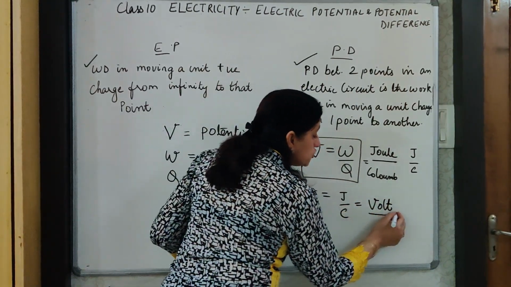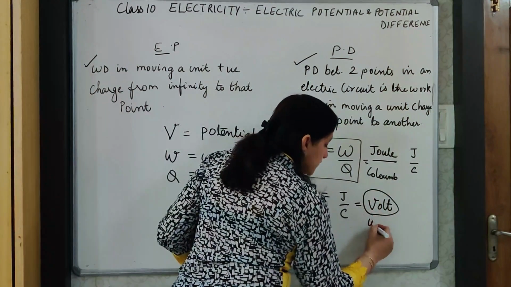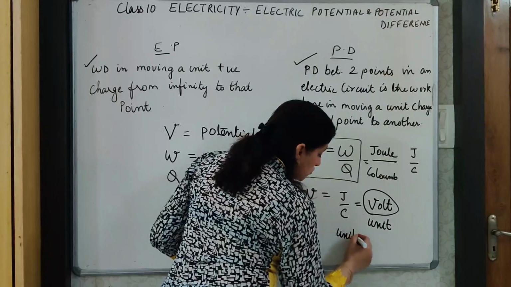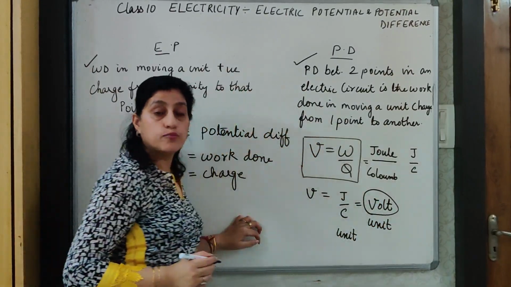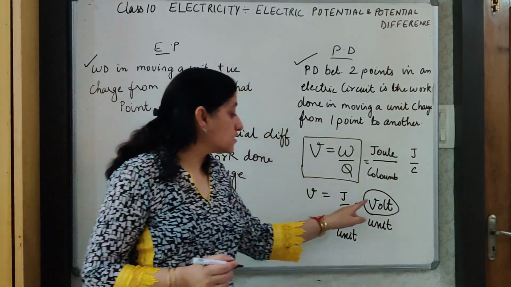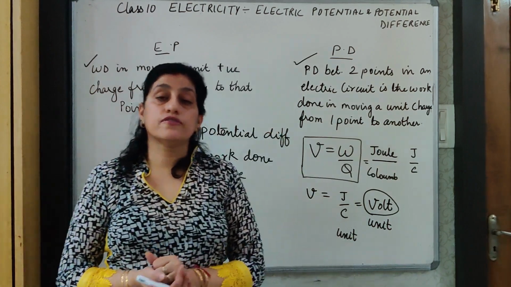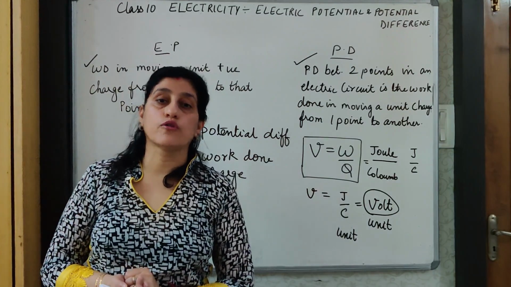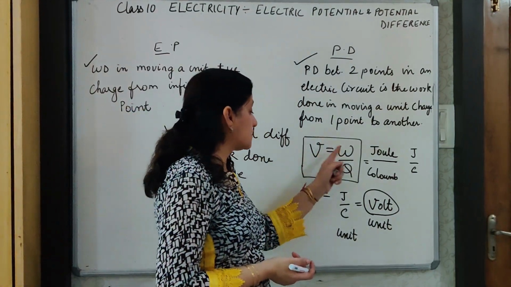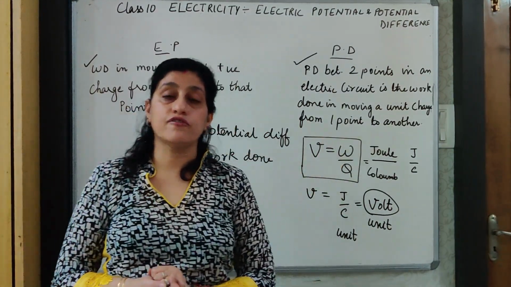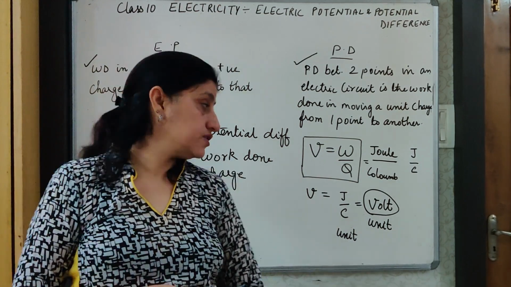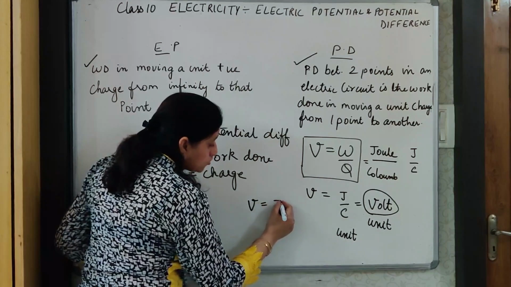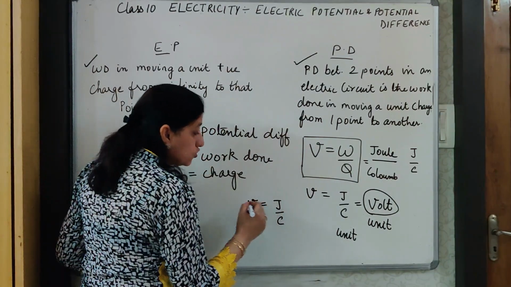This is also the unit for potential difference, and both mean the same. This unit volt was given in honor of the Italian physicist Alessandro Volta, who derived this formula for potential difference. So we can say that volt is equal to Joule per Coulomb.